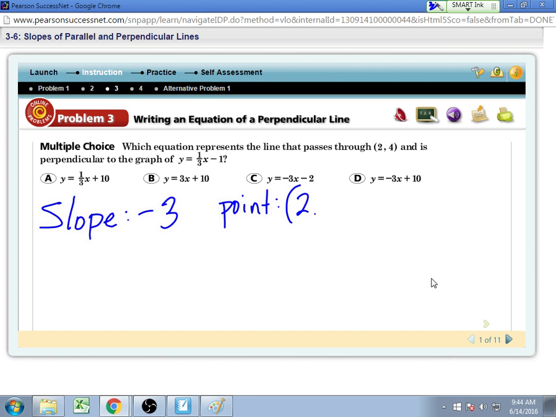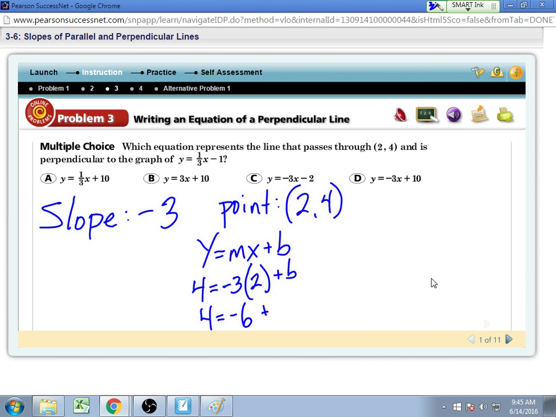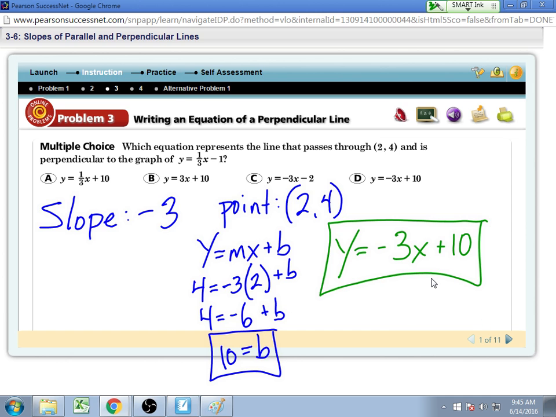is (2, 4). So just follow that slope-intercept form process. Plug in the y that you have, 4, the m that you have, negative 3, the x that you have, 2, and we don't know our b. So now 4 equals negative 6 plus something. When I add 6 to both sides, I get that b is equal to 10. So then that makes my equation the slope of negative 3 and my y-intercept of 10. Just determine your slope first, then plug it into the equation.